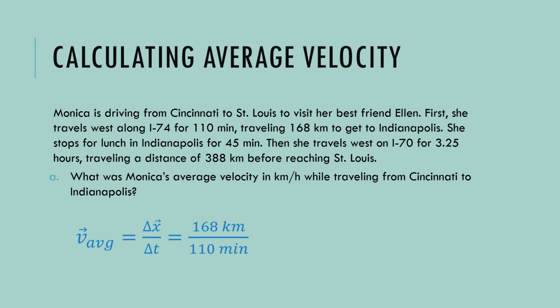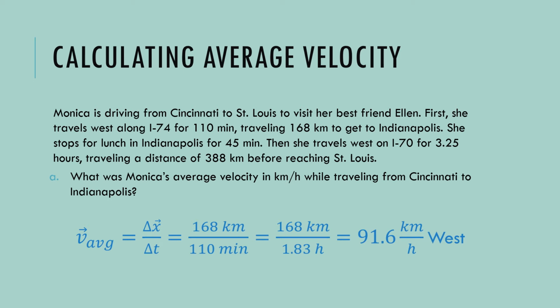Now the question specifically asks for this in kilometers per hour, so we're going to convert those minutes to hours. So knowing that there are 60 minutes in an hour, we end up with 1.83 hours. In physics, you never want to leave your answer in a fraction. You always want it to be in decimal form. And so using our calculator, we can determine that this is 91.6 kilometers per hour.